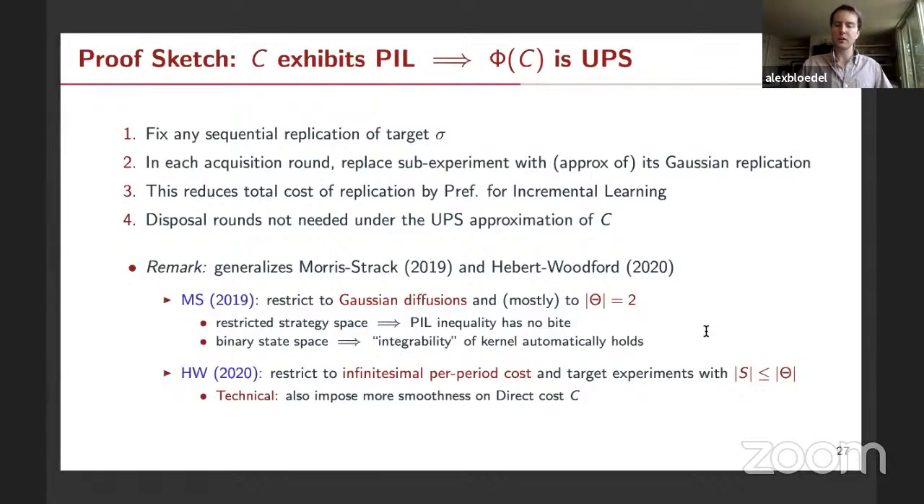Hebert and Woodford consider a slightly richer model than Morris and Strack, but the main difference from us is that they restrict attention to problems in which the decision maker is exogenously constrained to acquiring only infinitesimally informative experiments at each step. And what we show is that basically everything goes through when the decision maker is completely unconstrained.